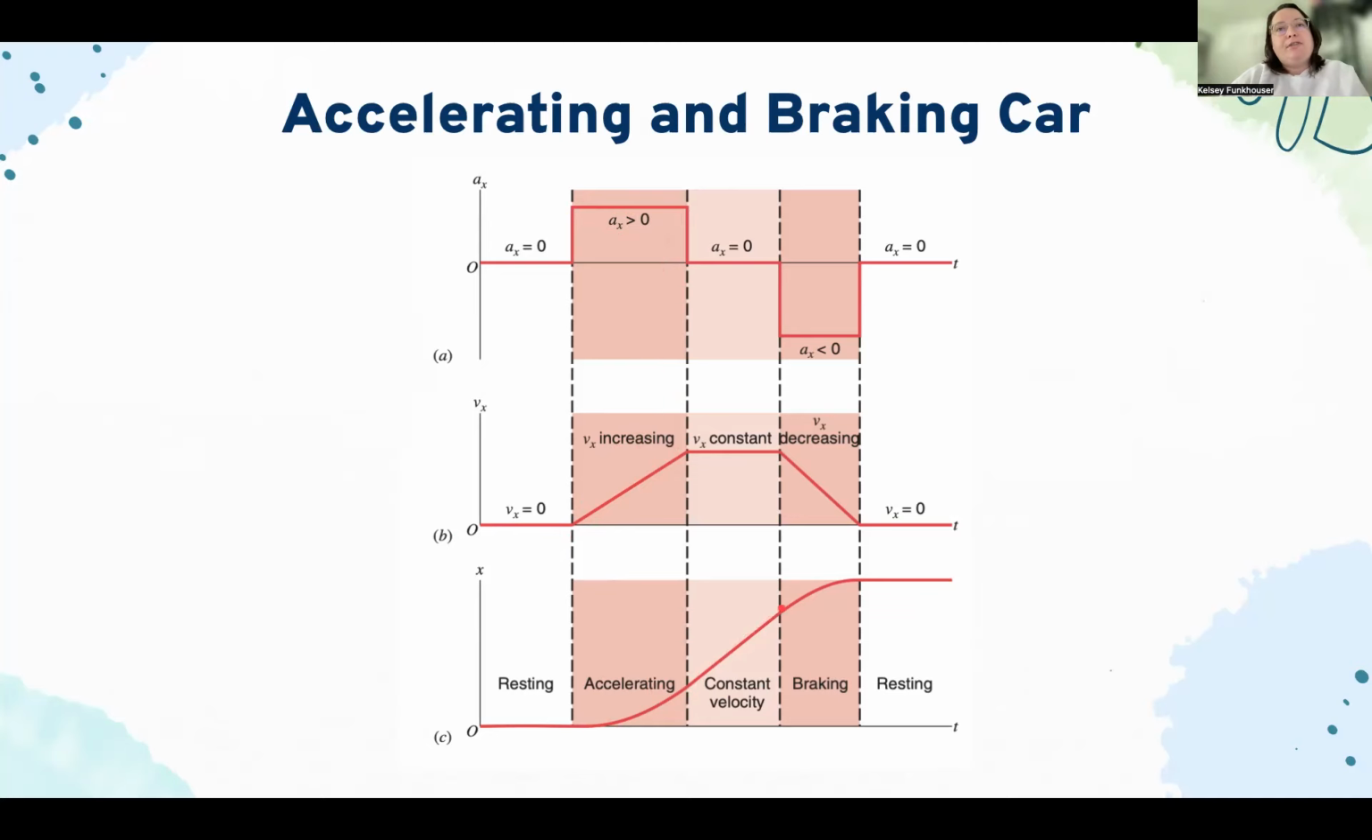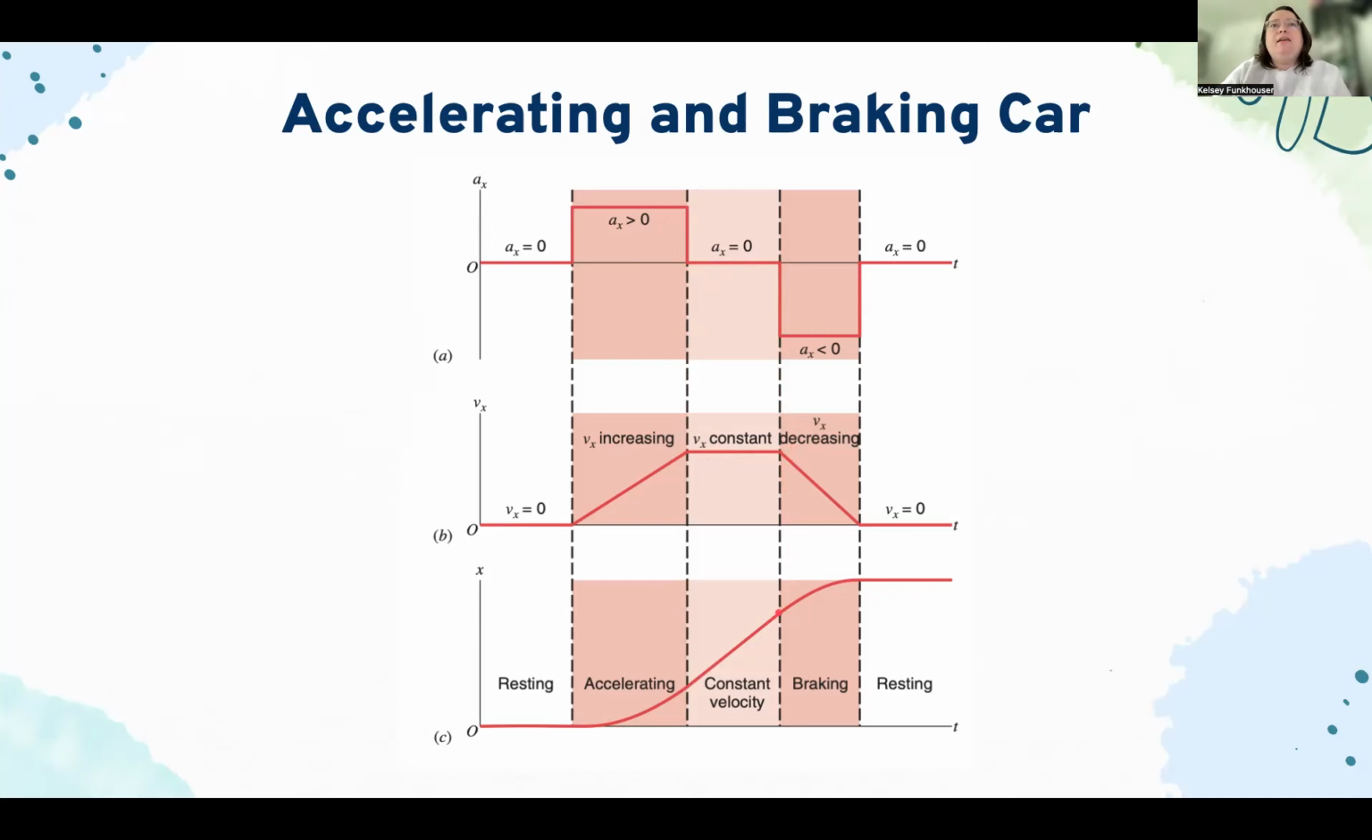Then we have our constant velocity time, which gives us this constant positive slope in the position graph, and that gives us a constant positive value of the velocity. And if the velocity is constant, that means there's no acceleration. So acceleration is back at the 0.